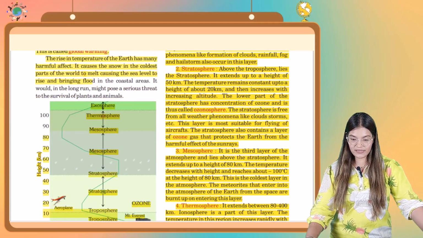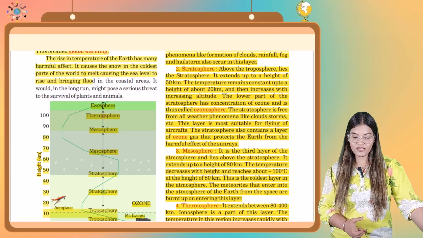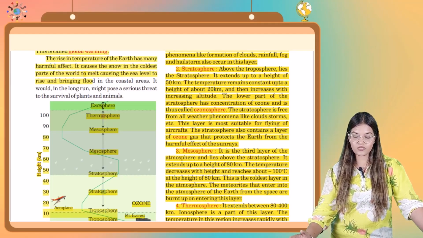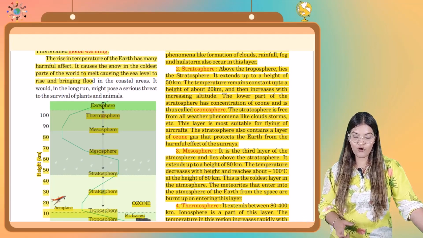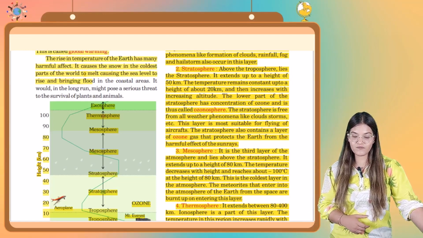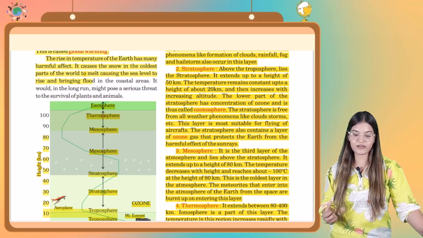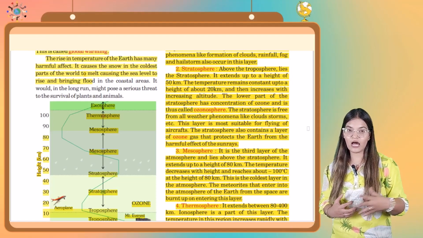The stratosphere is free from all weather phenomena like cloud, storms, etc. This layer is most suitable for flying of aircraft. The stratosphere also contains a layer of ozone gas that protects the earth from the harmful effects of the sun rays. जो ओजोन लेयर होता है आपका, ये हेल्प करता है, प्रोटेक्ट करता है अर्थ को हार्मफुल रेज से.